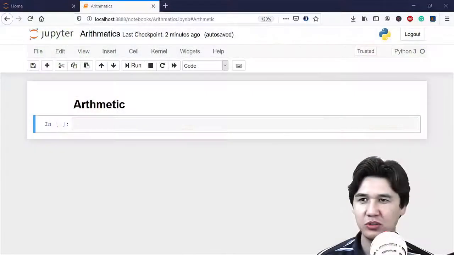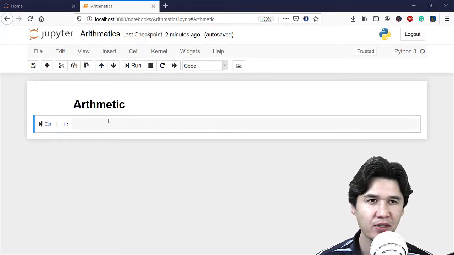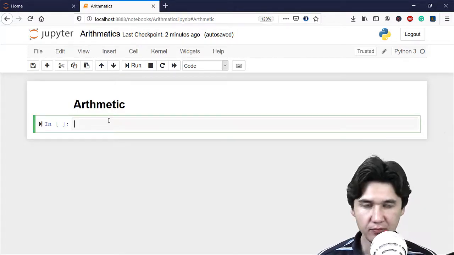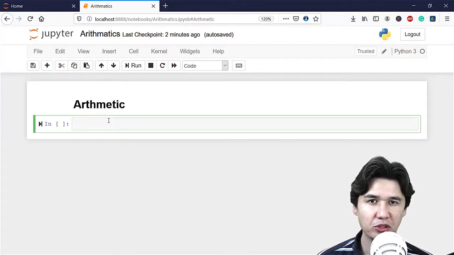Now we are going to go into Python, and we already know that the Jupyter Python notebook is here, and today the lesson is about arithmetic. And what is arithmetic? For example, if you are going to add, subtract, multiply or divide some numbers, you can easily do that in any programming language, but today we are going to do that in the Python programming language.